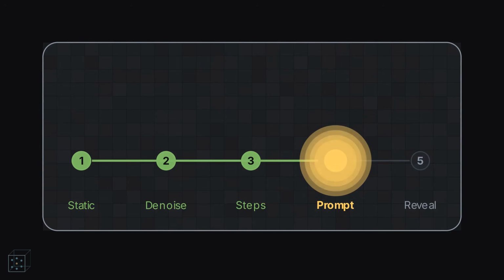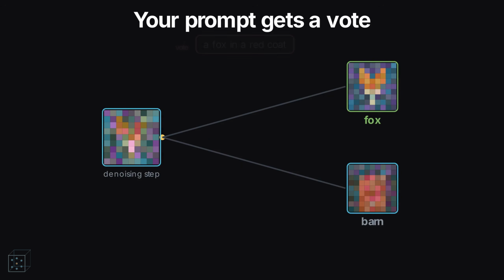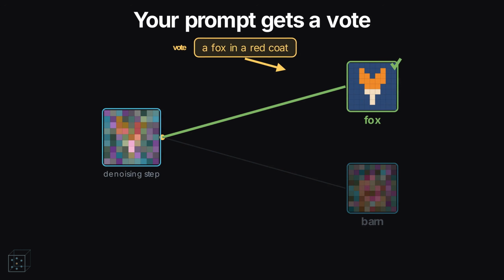Part 4. Your prompt steers it. But wait, if the denoiser just removes whatever looks like junk, why does typing a fox in a red coat give you a fox and not a random barn? Because the prompt gets a vote at every single step.